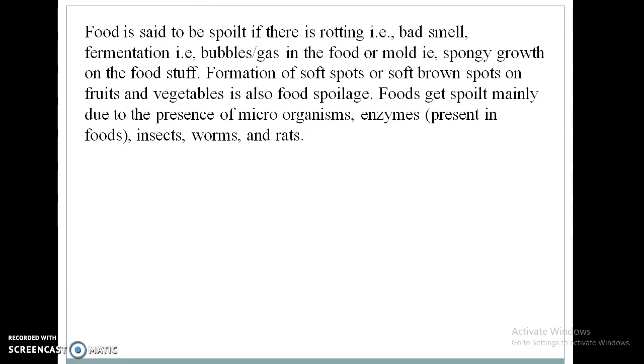Okay, so what is the exact reason behind food spoilage? There are three main factors which are responsible for food spoilage, in which the first is microorganisms, the second one is enzymes, and the last one is insects, worms and rats.